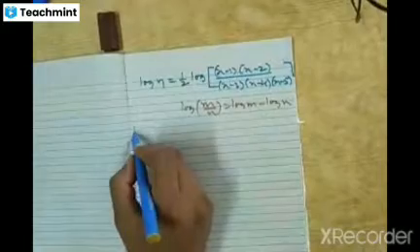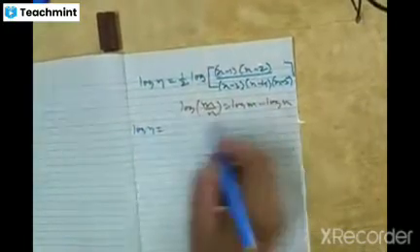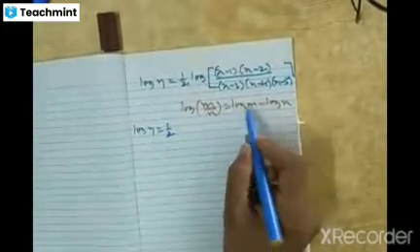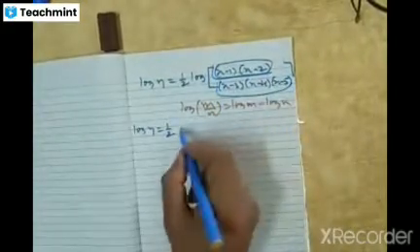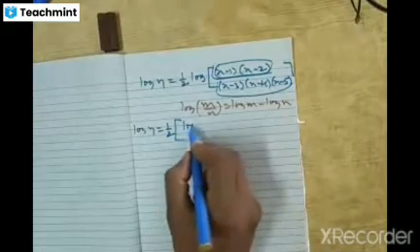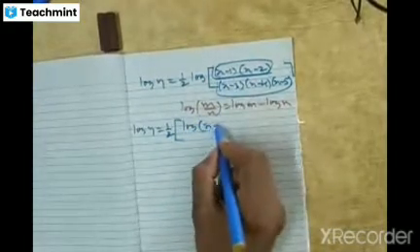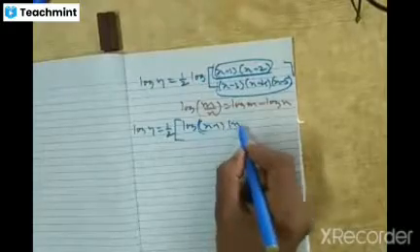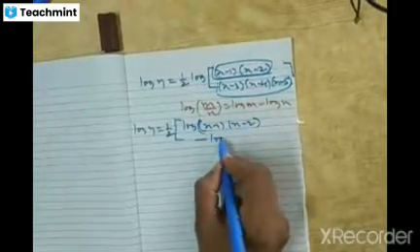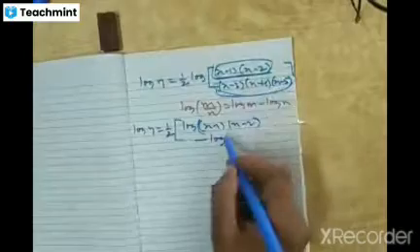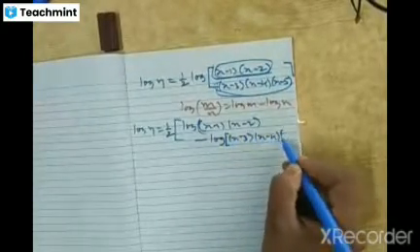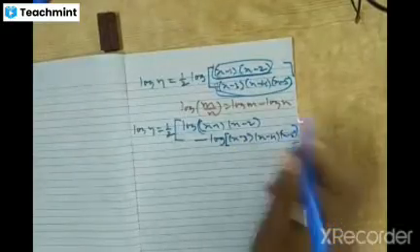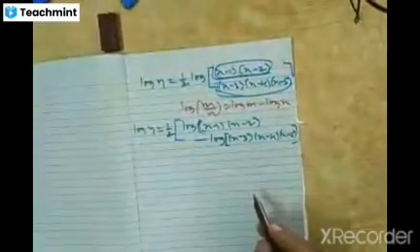So, using this property, I can write the right hand side as half into, what is our m? This is our m, and this is our n, correct? So, half into log of m, x minus 1 into x minus 2, minus log of n. This is our n, log of x minus 3 into x minus 4 into x minus 5, correct? Right?